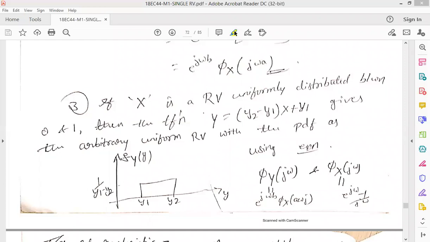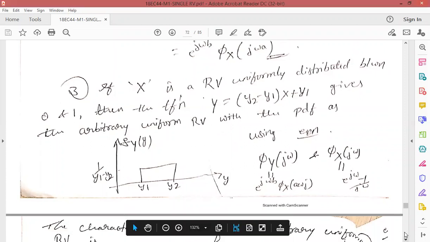So here we'll continue with the topic that we have left. We are going to consider a random variable x which is uniformly distributed between 0 and 1. Then its transformation is defined by y is equal to (y2 minus y1) into x plus y1. For this, we need to write the characteristic function. Here you can see the diagram, the PDF plot for the given transformation function y is equal to (y2 minus y1) into x plus y1. We are asked to calculate the characteristic function, so we'll see how to do it.